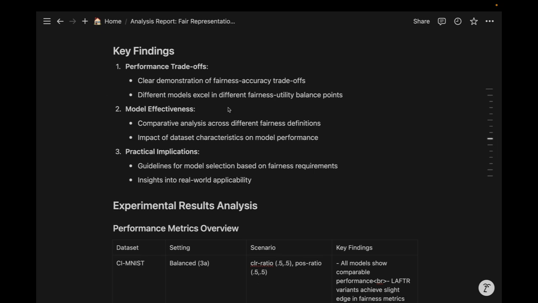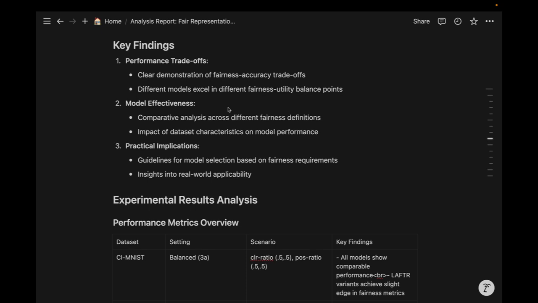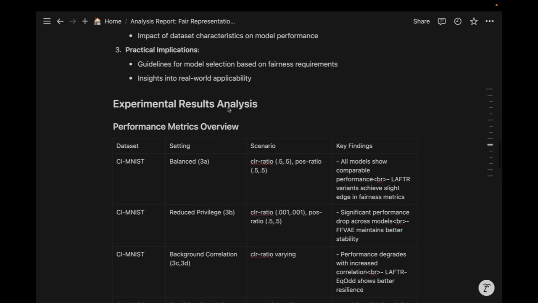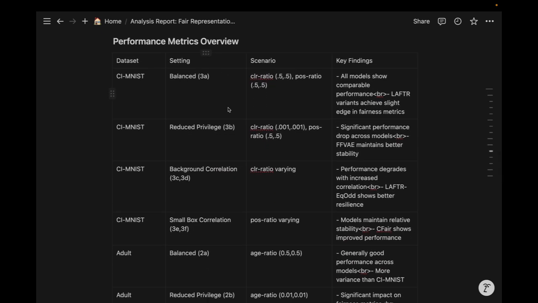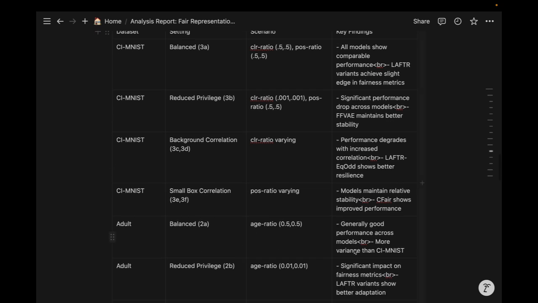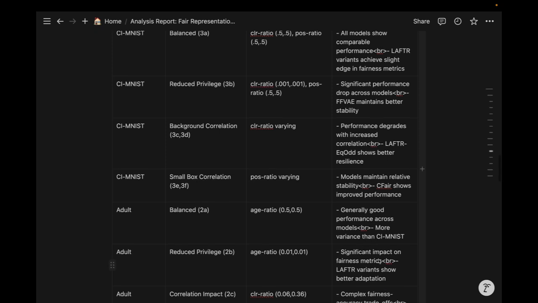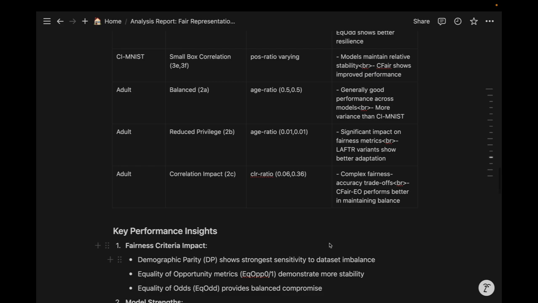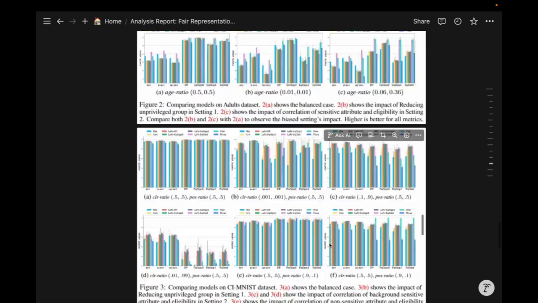Coming to the results analysis, let's examine our key findings. In the balanced case, we observe that all models perform comparably. However, when we reduce the privileged group representation, we see significant performance degradation. In the Adult dataset, the story becomes more complex. Notice how the LAFTR variants show better adaptation to real-world scenarios.